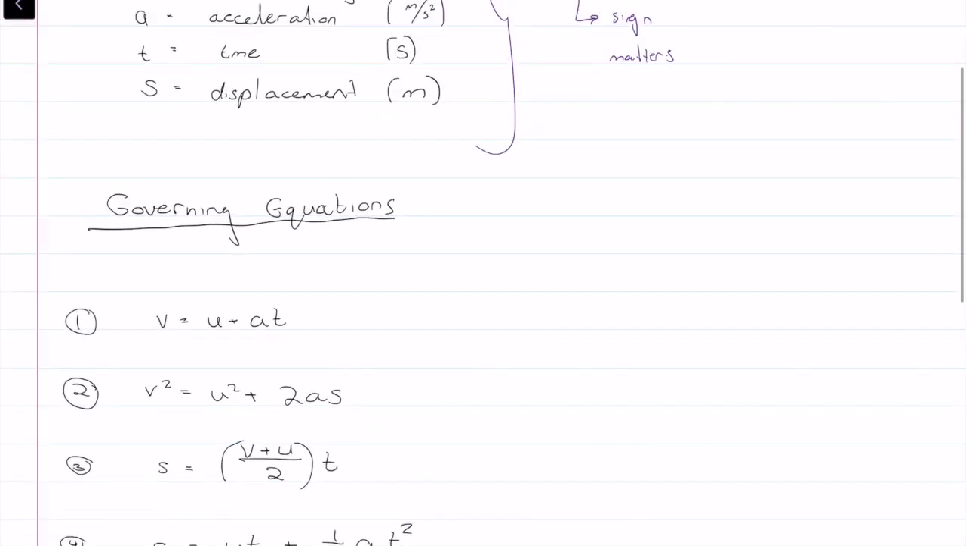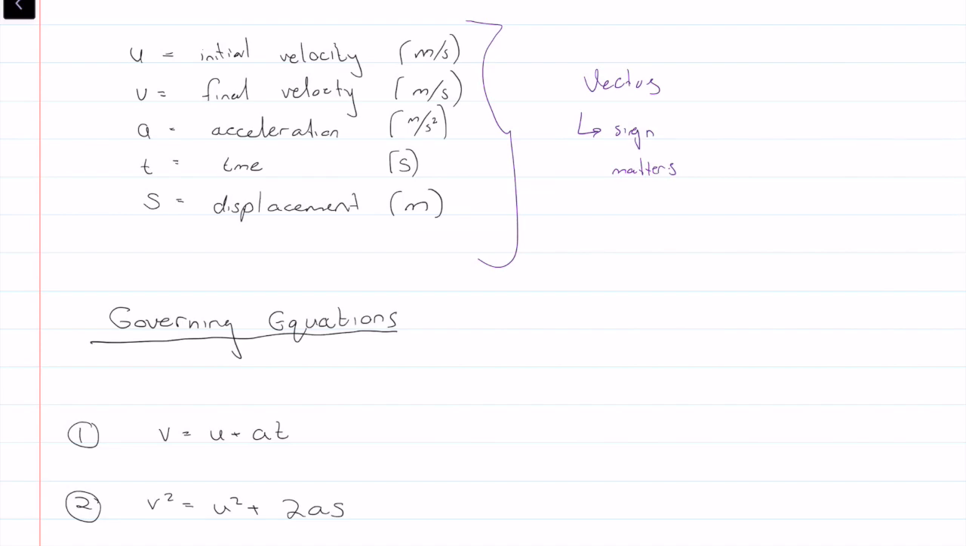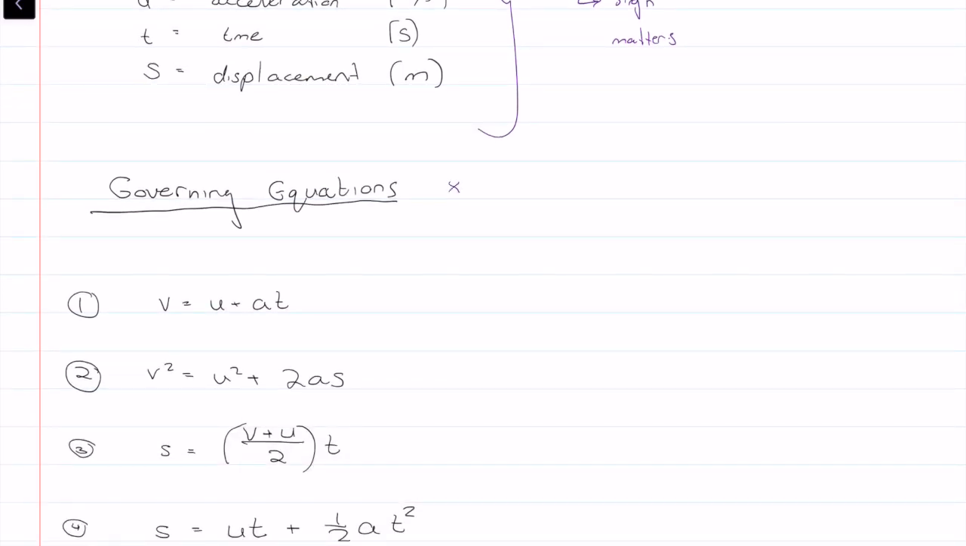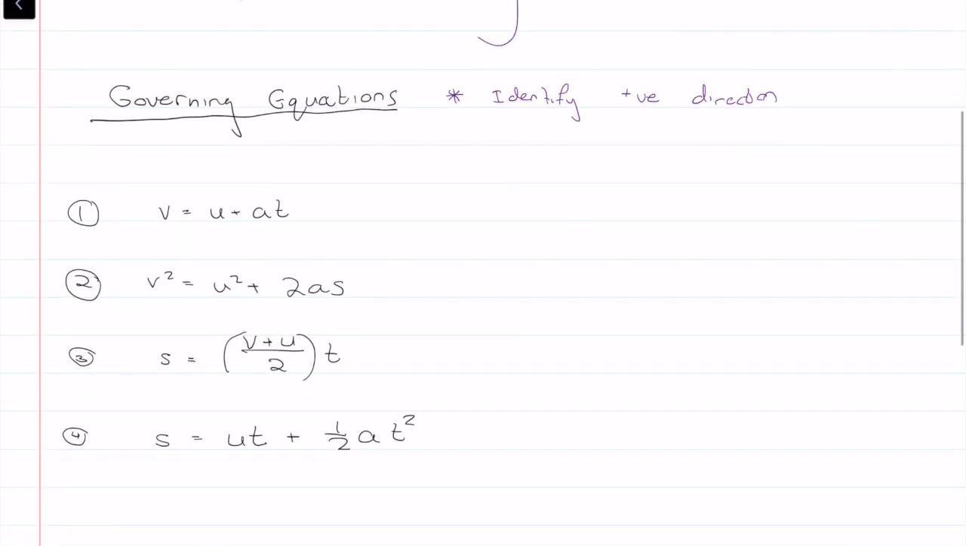Like I said before, direction is very important. The first step when we're writing down our equations of motion is to identify the positive direction, which direction we're choosing as positive and which direction we're choosing as negative. We can use different UVATS for different periods of time. With these equations, we should be able to start answering some questions.